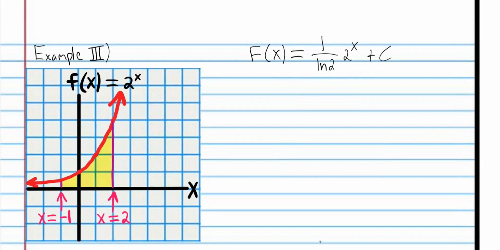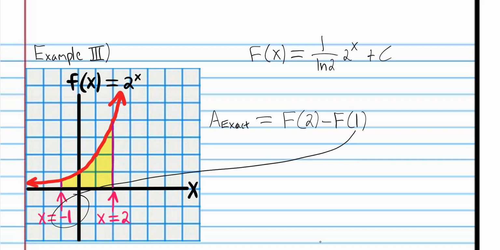Okay, so now we're going to use the fundamental theorem of calculus. We're going to find the exact area, which is the antiderivative function with 2 plugged in. I got that from here. Minus the antiderivative with 1 plugged in. -1, which I got from there.